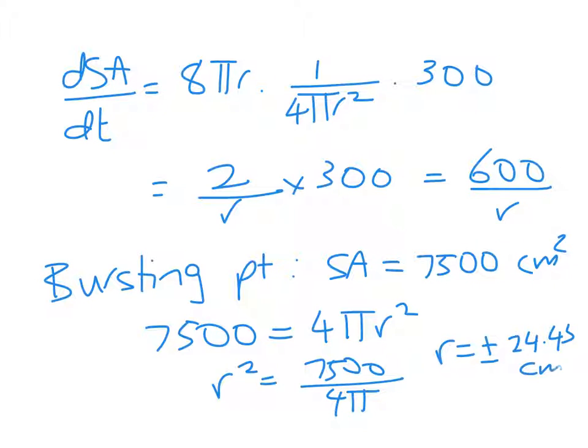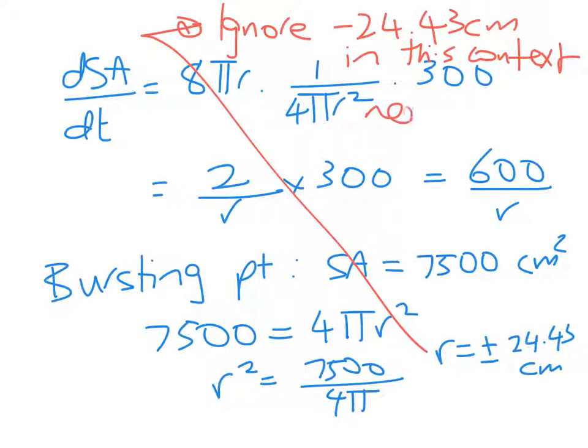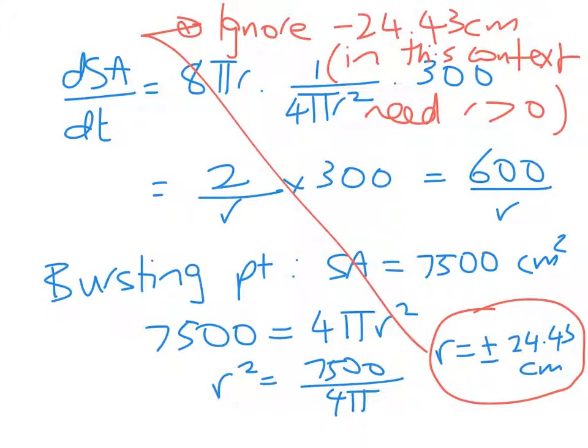24.43 centimetres. Right, just a wee note up here. Ignore the negative solution, 24.43 centimetres in this context. Okay, we need to have a positive value of r. So it's worth saying something like that just to communicate why you're just ditching one of those two solutions.